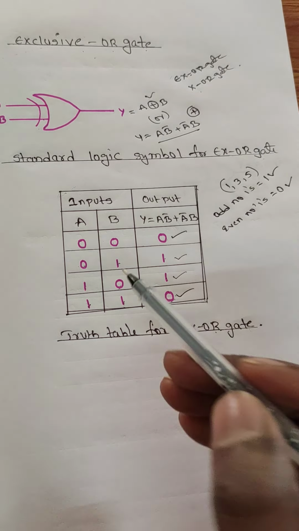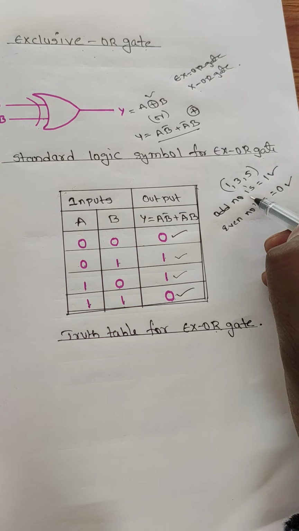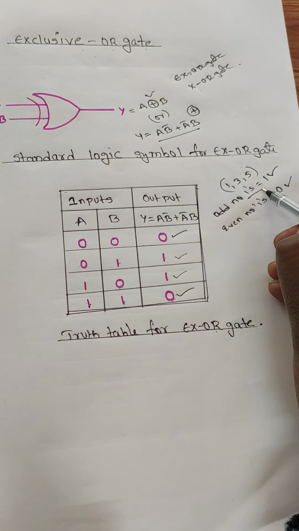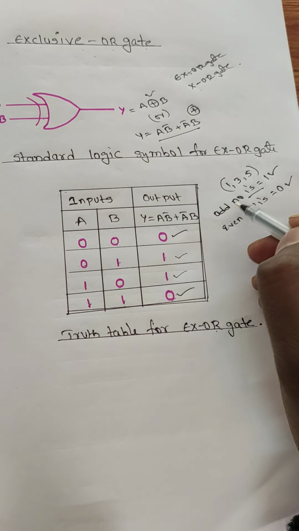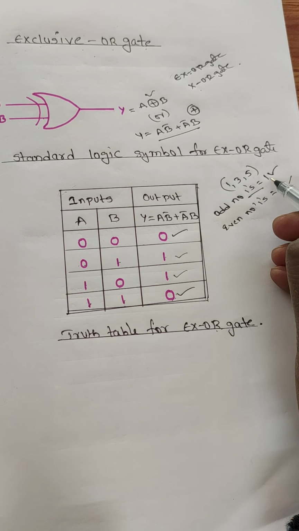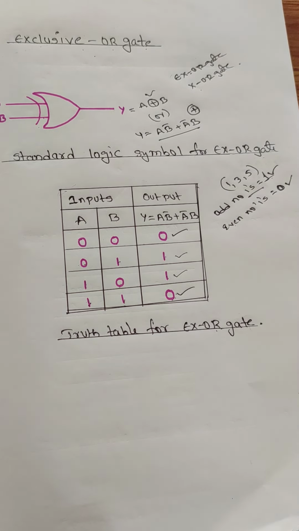This is the main important point you have to remember: when an odd number of ones are there, the output will be high. When an even number of ones are there, then the output will be 0. This is the explanation for the exclusive OR gate.